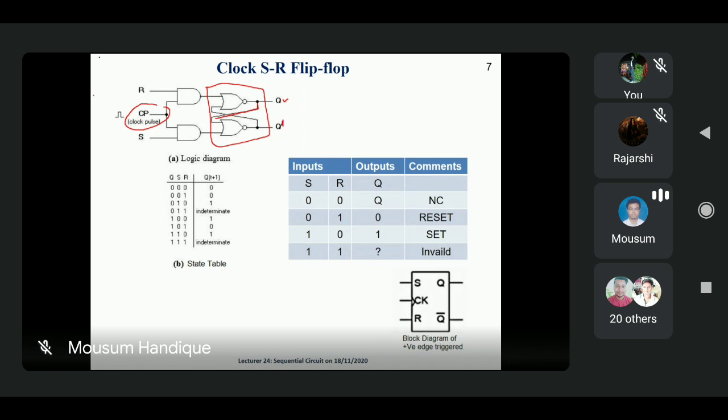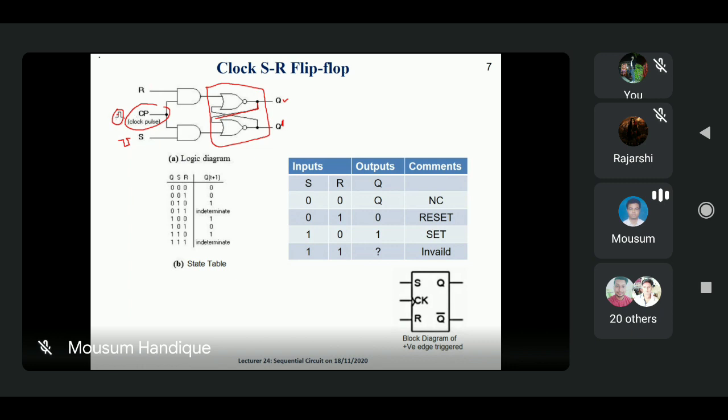Okay, suppose in this particular case, this notation means we are using the positive edge trigger. That means we are going in this direction. For negative edge triggered, the diagram is something like that. You can use negative edge triggered here also, but then the timing diagram changes.